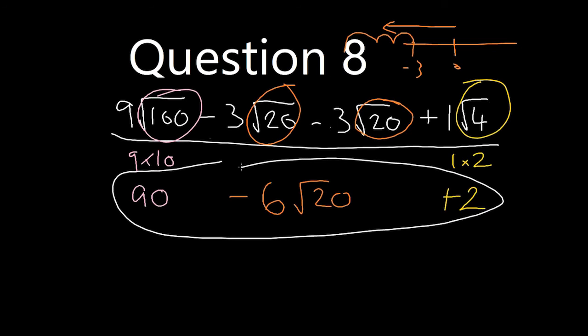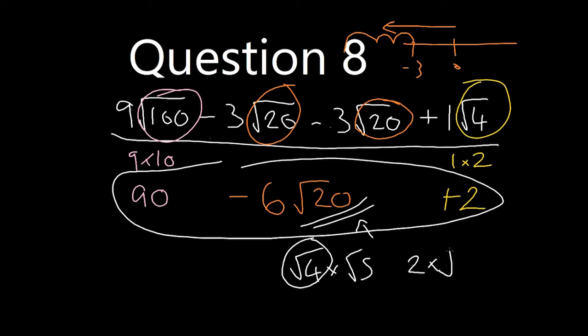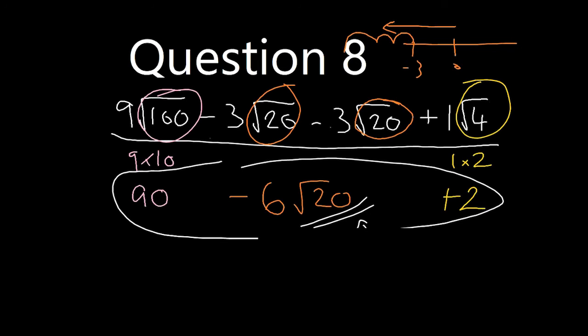But first, we just want to make sure that there are no squares that go into that 20. Now, straight away, I know that root 4 times root 5 equals root 20. And root 4, remember, is a square number. So we can rewrite that root 20 as 2 times root 5. Now I know that this root 5 can't be taken down anymore because 5 is a prime number. So this middle term then becomes minus 6 times root 4, which is 2, times root 5.